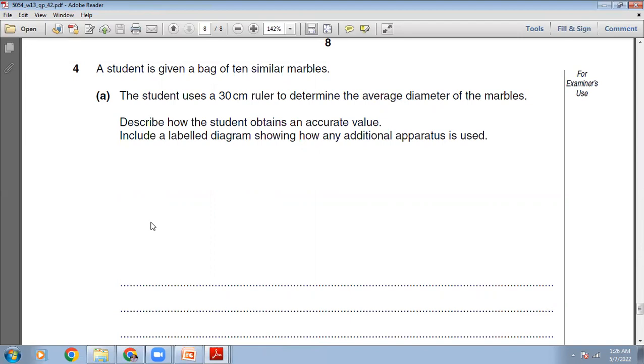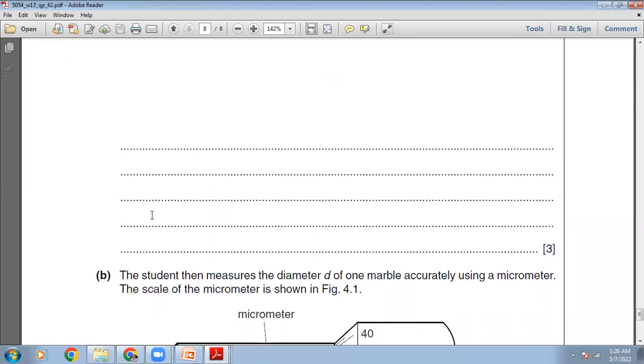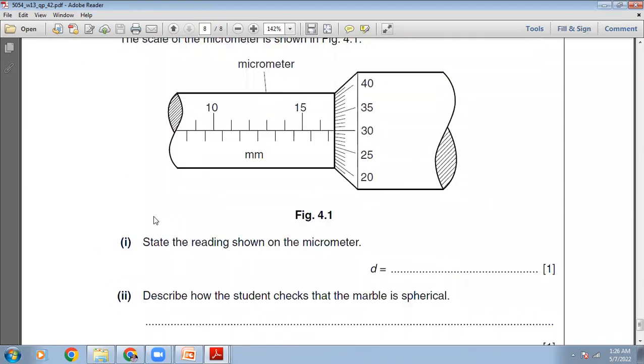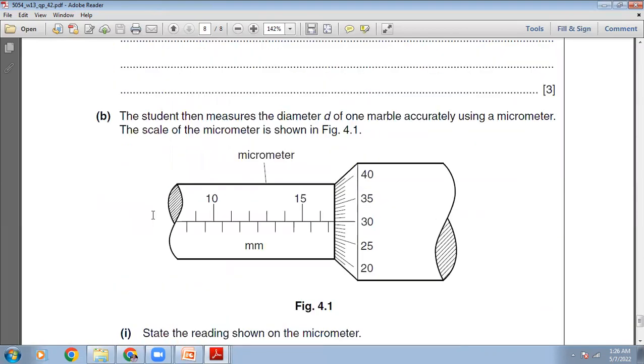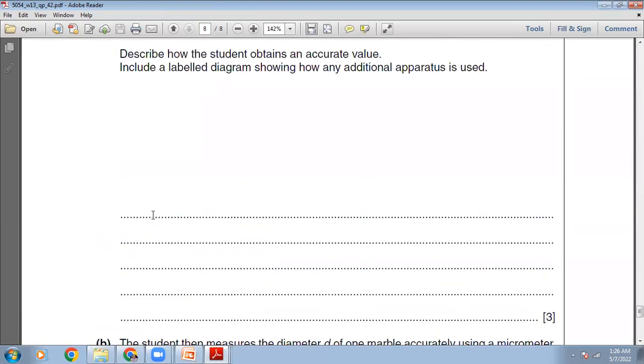Describe how the student obtains an accurate value. Include a labelled diagram showing how and any additional apparatus is used. So this one is 3 marks, and then we have a 1 mark and 1 mark question. Okay, so first of all, this 3 marks question.